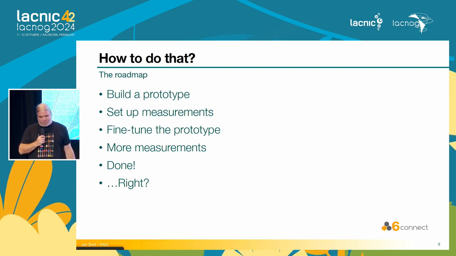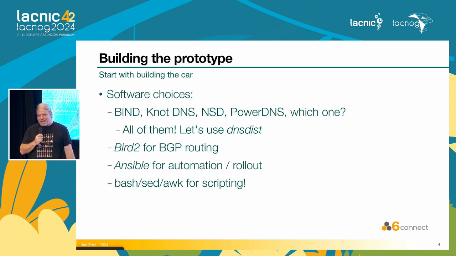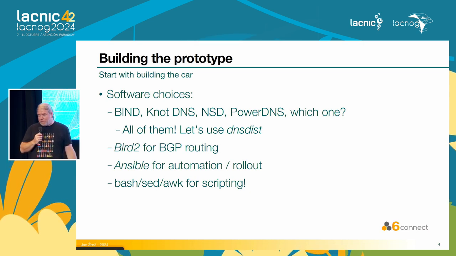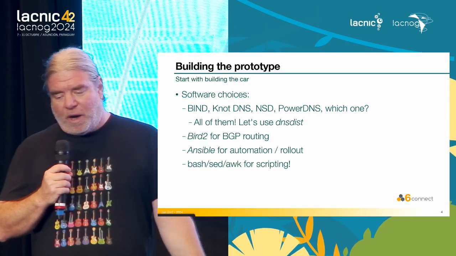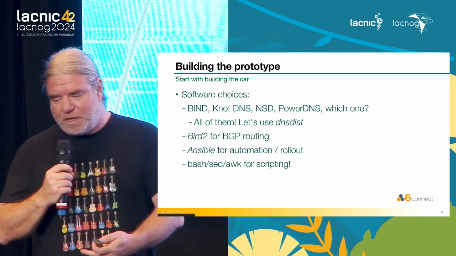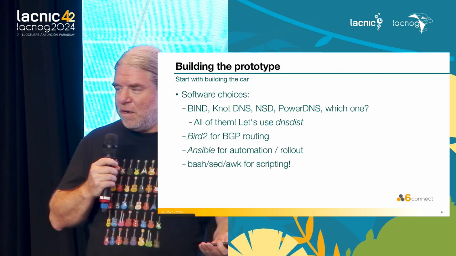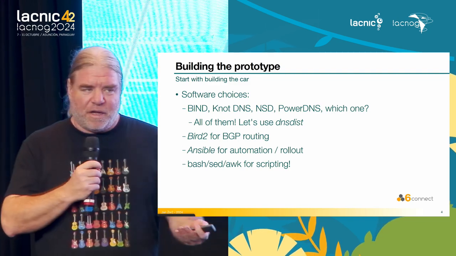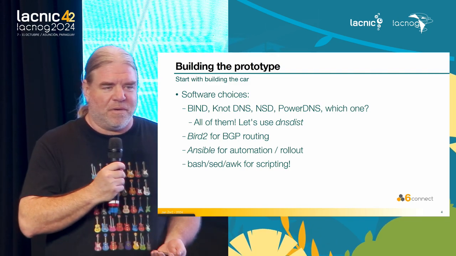So, how do you build a global Anycast network? Well, you build a prototype, you set up measurements, you fine-tune the prototype, do more measurements, done, right? It is not so easy. First, there were the software choices. What will we use for our Anycast network? For the DNS part: BIND, Knot DNS, NSD, PowerDNS? Which one? And then we decided to use all of them.